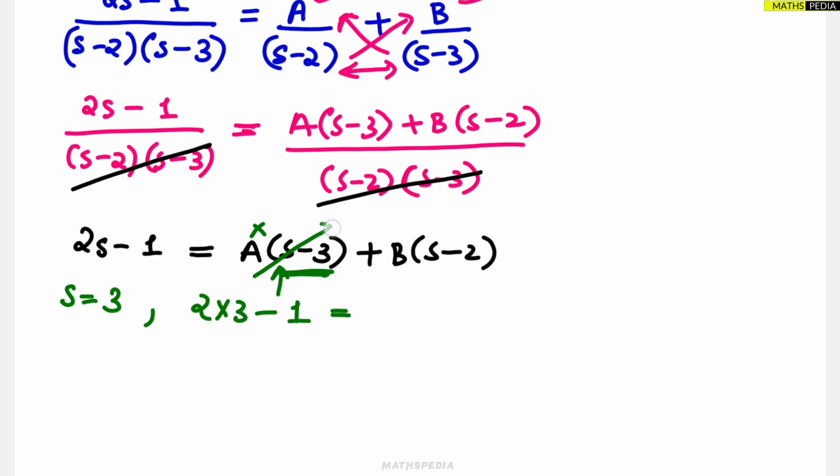So what is the answer you're getting? 6 minus 1 equal to b. So that implies that b value is equal to 5. Simple. We got b value.